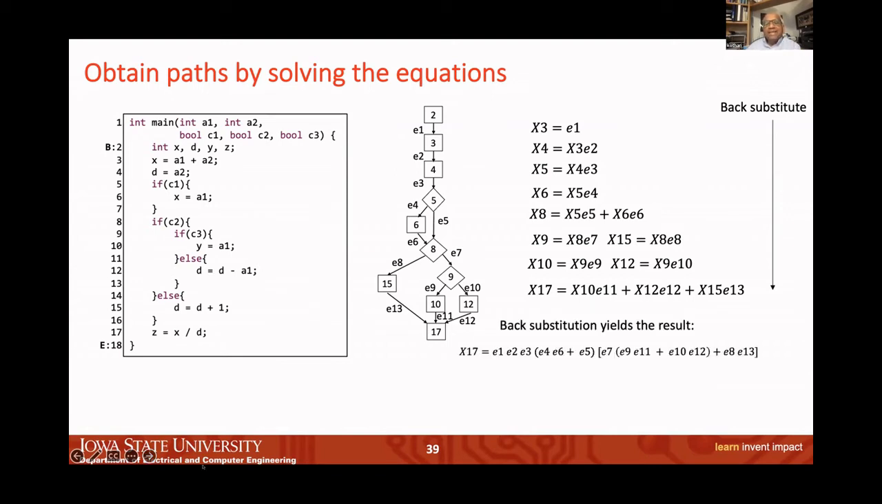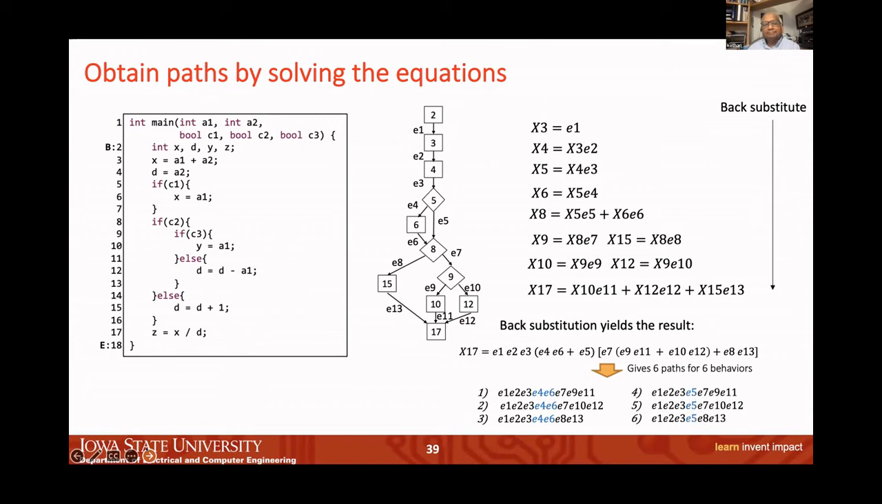So for x17, we got the result, and you can see that if we multiply it out, we will get 6 terms because we have a parenthesis with addition and another parenthesis with 2 additions. So when we multiply, we get 6 terms, and each of those terms will give a path in this graph. I'm listing here the 6 paths we will get.